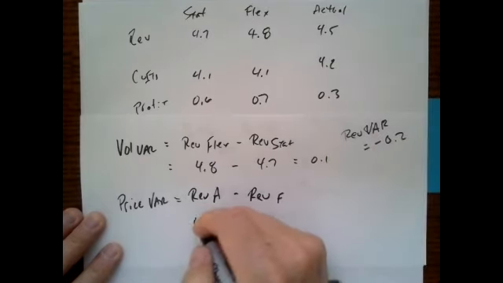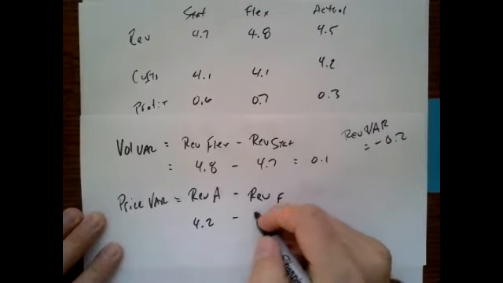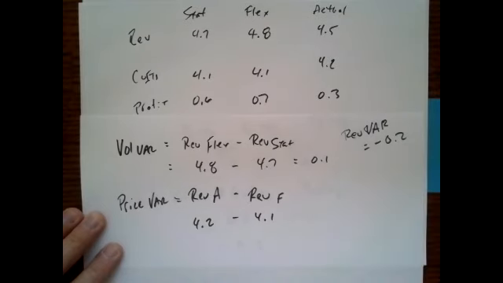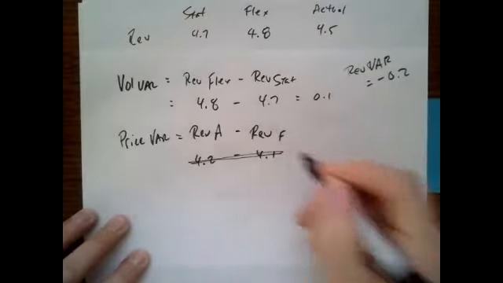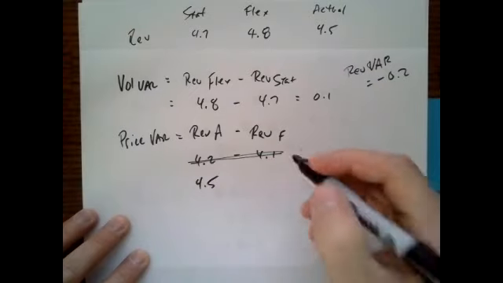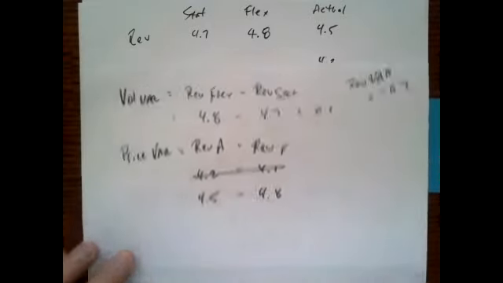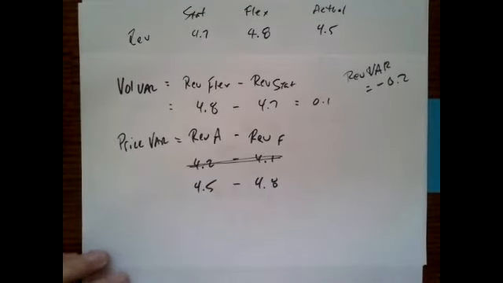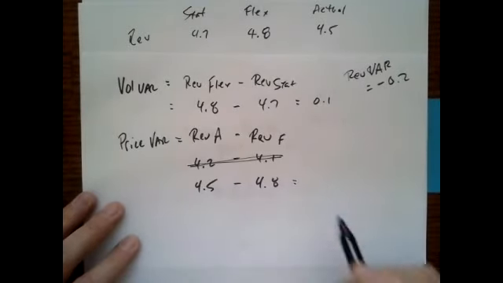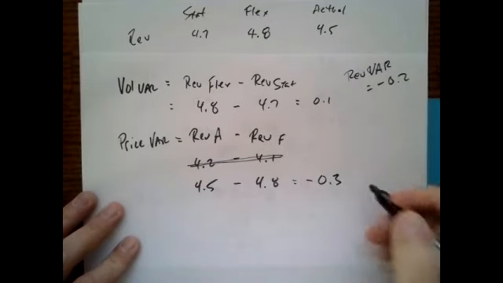So revenue actual was 4.2 and revenue flex was 4.1. Sorry, mistake there. Let me correct that. Actual revenue was 4.5 and revenue flex was 4.8. I grabbed the data off of the cost line, so we'll do that in a minute. So the price variance with respect to revenue is 4.5 minus 4.8, which is negative 0.3.